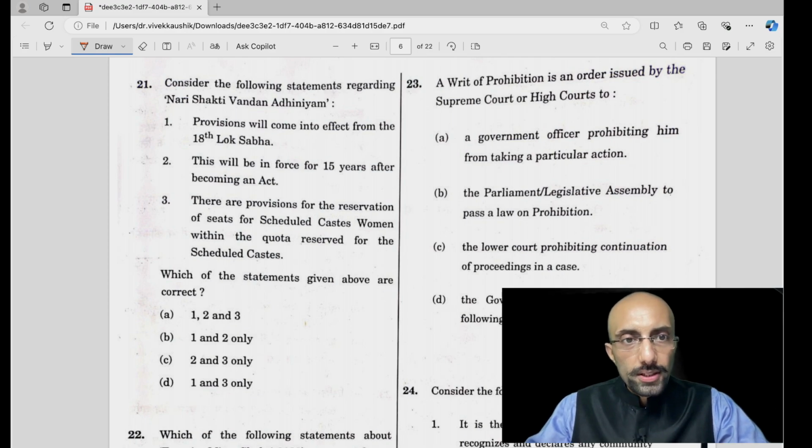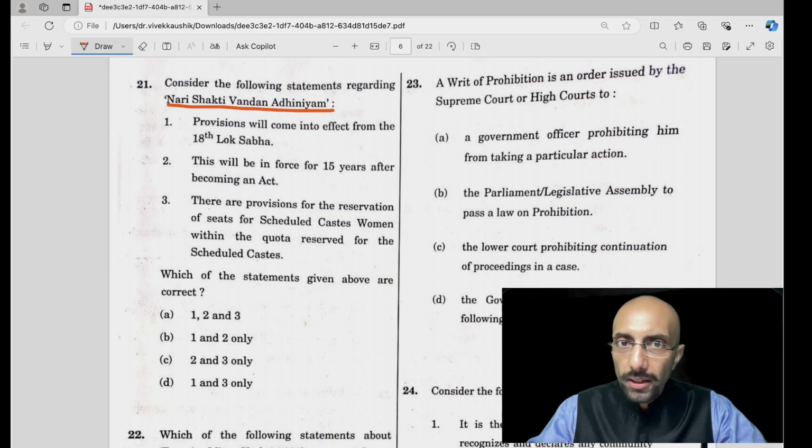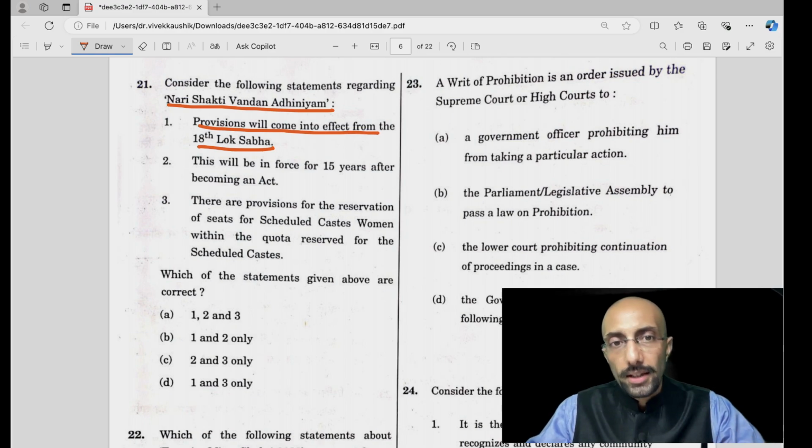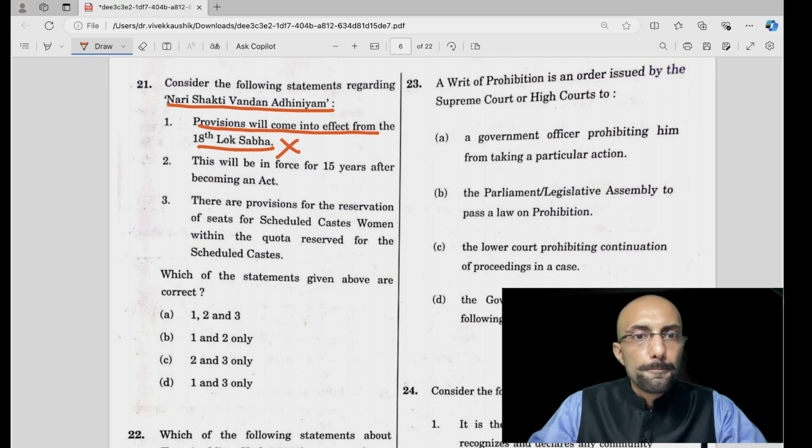Okay, so this is regarding the Nari Shakti Vandan Adhiniyam, the 106th amendment that we have passed to reserve one-third seats for women in Lok Sabha and state assemblies. The provisions will come into effect from the 18th Lok Sabha? No, we just recently elected our 18th Lok Sabha and the reservation for women has not been implemented in this Lok Sabha, so this is wrong.